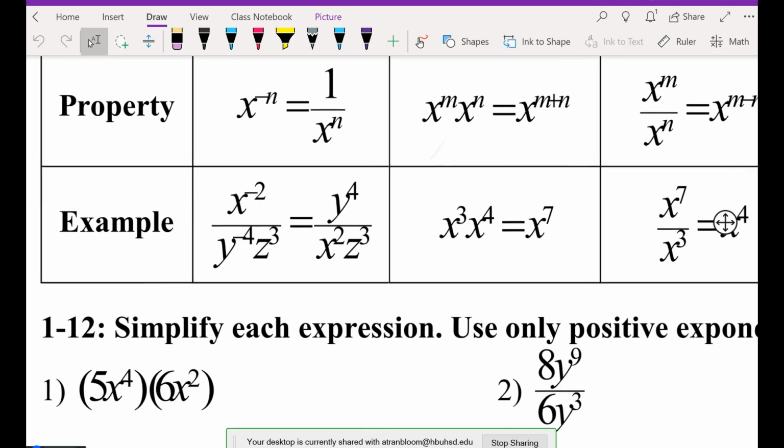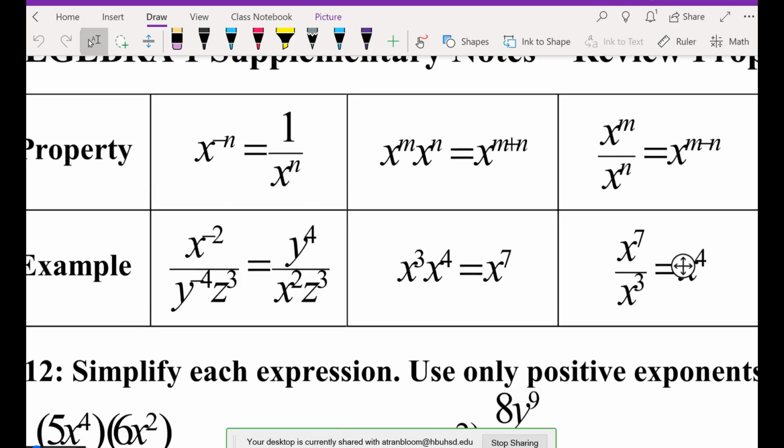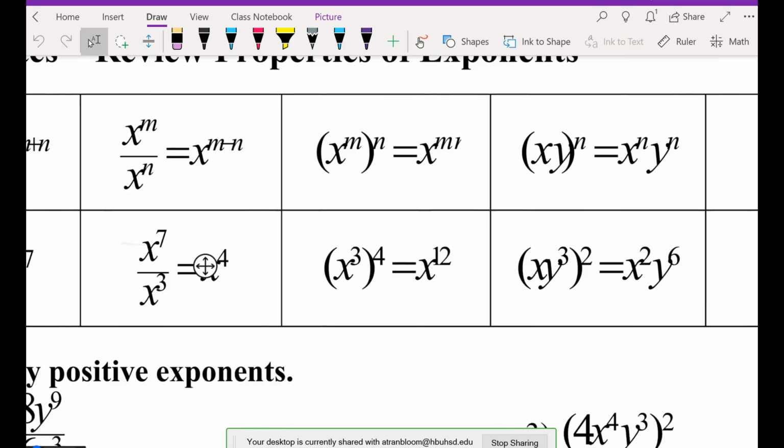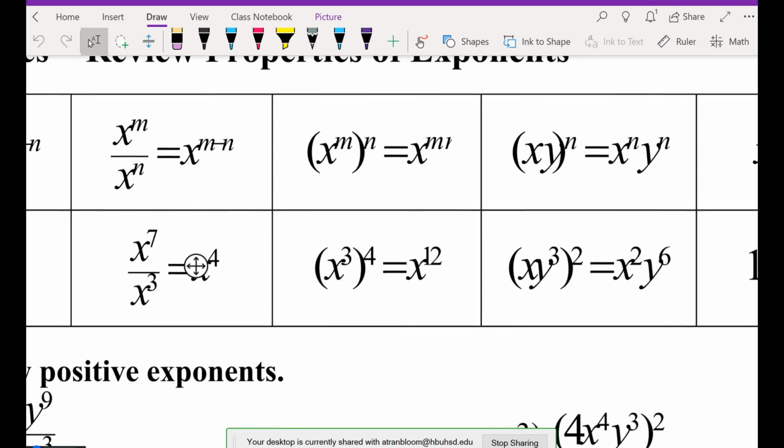What do you do with the exponents when you multiply and the bases are exactly the same? Same thing. On the bottom is an example: x to the third times x to the fourth equals x to the 7. What do you do when you're dividing and the bases are the same? That's right, you subtract. And guys, you can only subtract if the bases are exactly the same. So x to the 7th divided by x to the third is now x to the 4th.